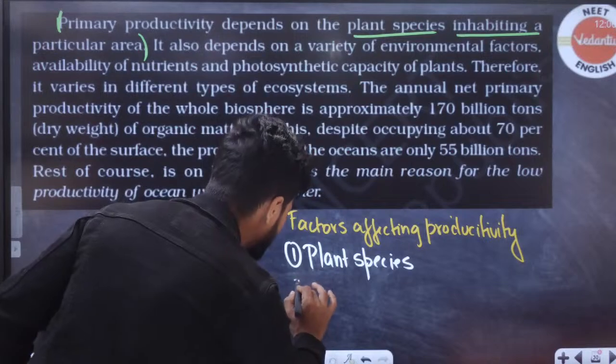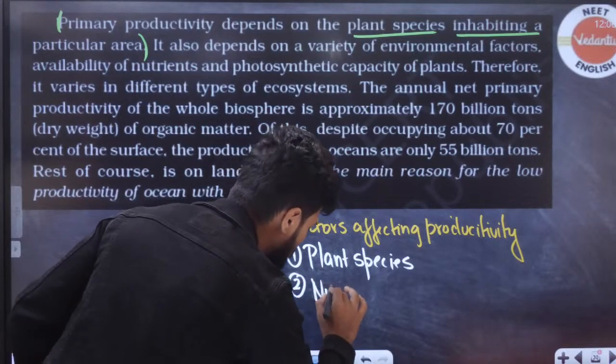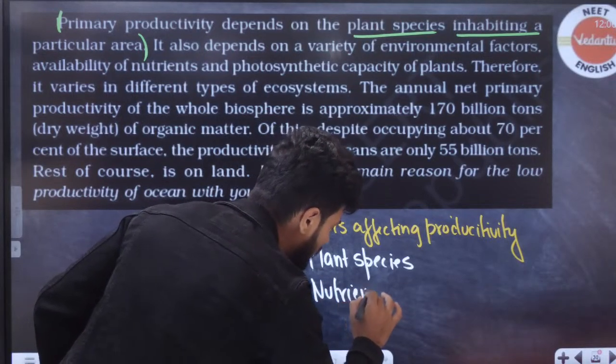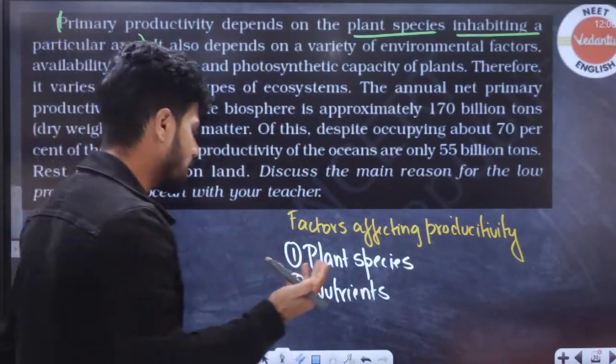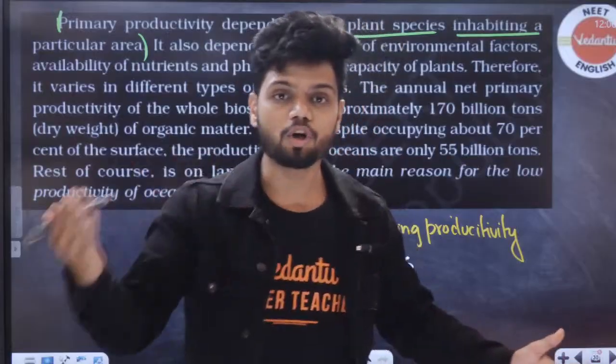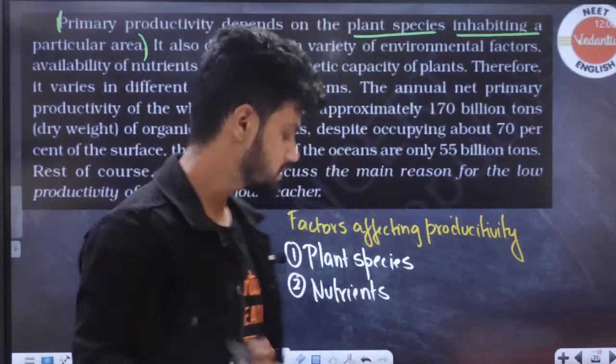Okay. The second thing is called nutrients. If there are more nutrients, more productivity. Less nutrients, less productivity. Desert, less productivity. Tropical rainforest, more productivity. Simple.